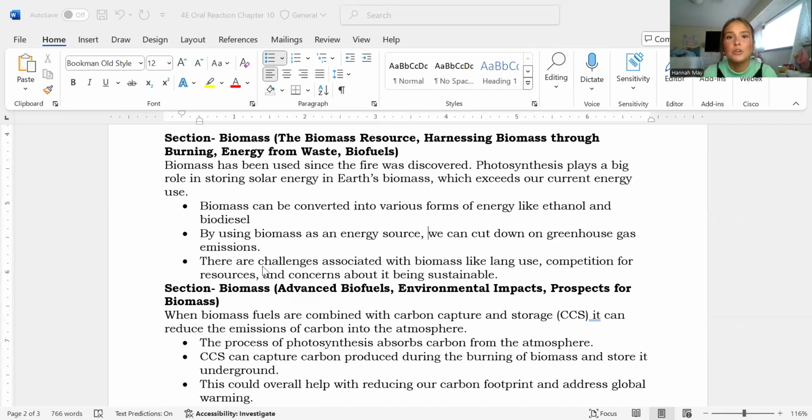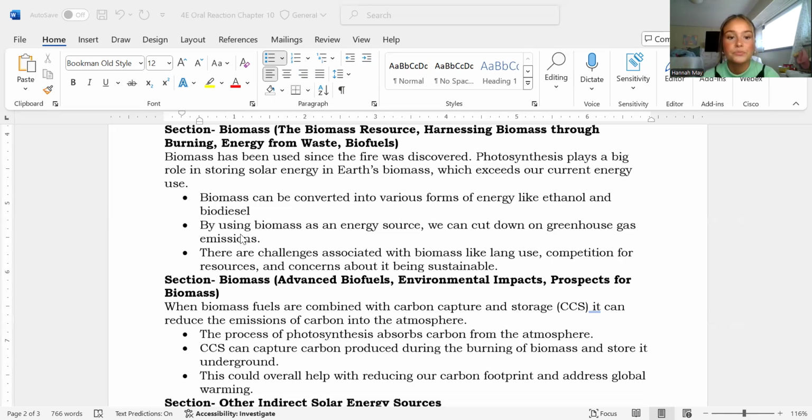Biomass can be converted into various forms of energy, like ethanol and biodiesel, that can be used in vehicles and stuff of that nature. And by using biomass as an energy source, we could cut down our carbon footprint once again, because it wouldn't emit many greenhouse gases or carbon. There are challenges associated with this source of energy, though, like land use, the competition for resources, and they're even concerned that it might be not as sustainable as they may have thought.